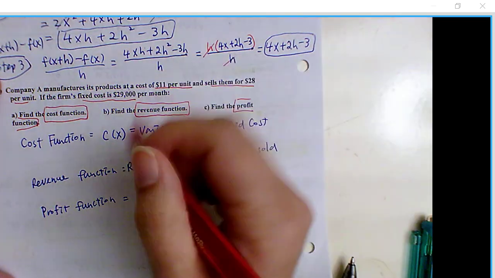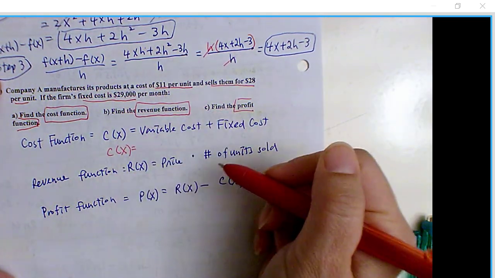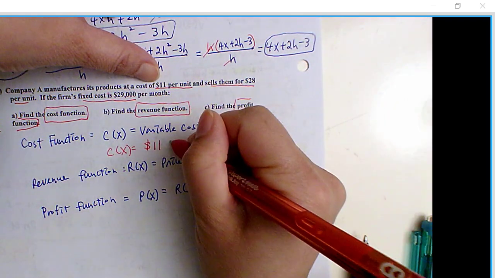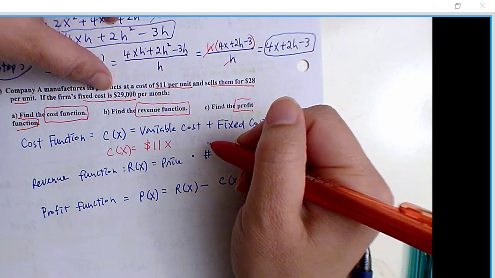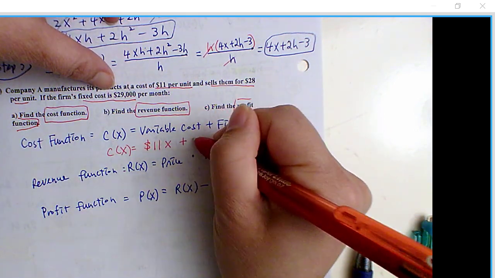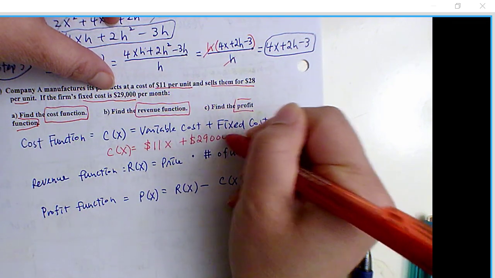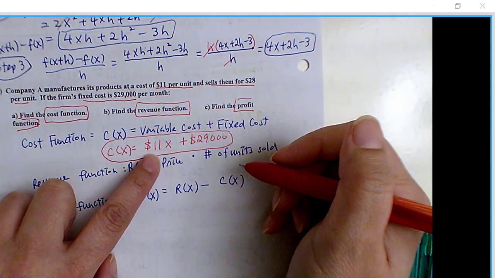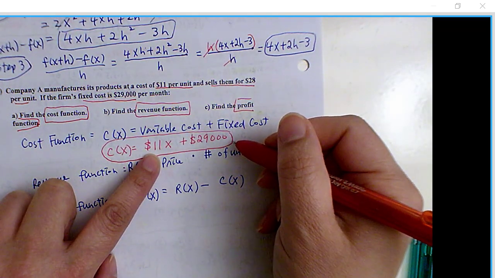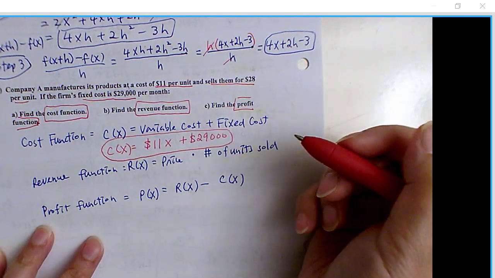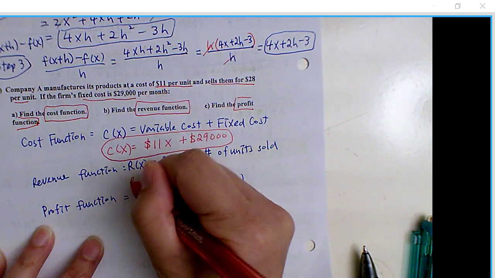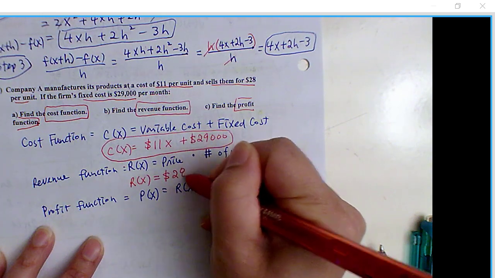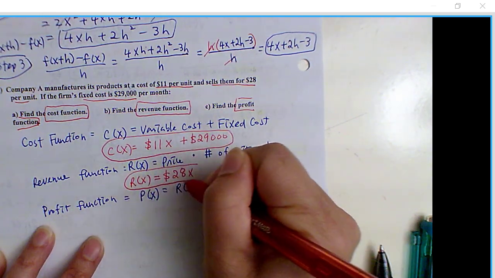So the first one, we have C of x, the cost function. The variable cost would be each unit costs you $11, right? Times how many units you're going to make. Adding your fixed cost, which is $29,000 a month, right? So that's all you need to do. The cost per unit times x plus the number presented to you as the fixed cost, okay? That's your cost function. Your revenue function is R of x. The price for each unit is $28, and you will multiply by x, like how many units you're going to sell, right?